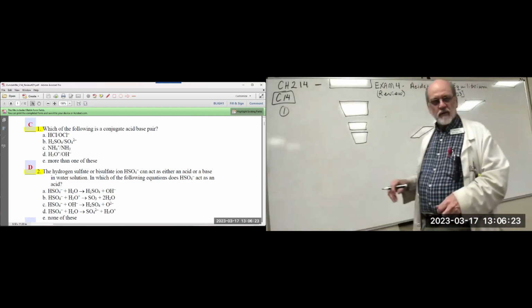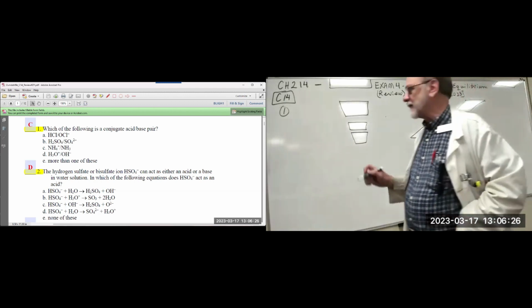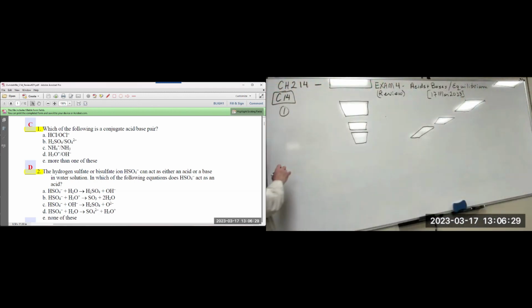Number 1, which of the following is a conjugate acid-base pair? Remember what's required for a conjugate acid-base pair. You need an acid, like with this group in here, and at least one of these. And then the base pair would be this part of the molecule without the hydrogen. So you've got to have these match up, plus you can only miss one of these. So if we had HA, it would have to be A minus. You can only lose one hydrogen at a time.